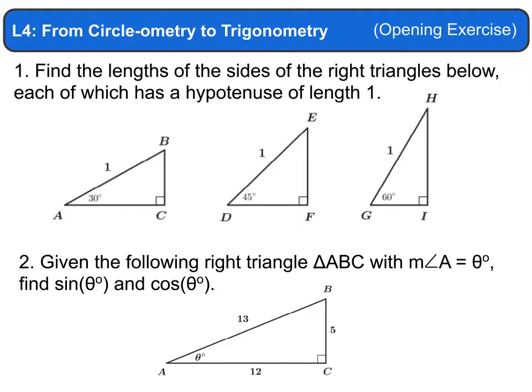So first what we're going to do is look at the opening exercise for lesson 4, and in that one we have three triangles, one with a 30 degrees, one with a 45, and one with a 60. If you recall from geometry, there were some patterns that were involved with special right triangles. So what I'm going to do is superimpose onto this one that the side opposite the 30 degrees we are going to denote as x.